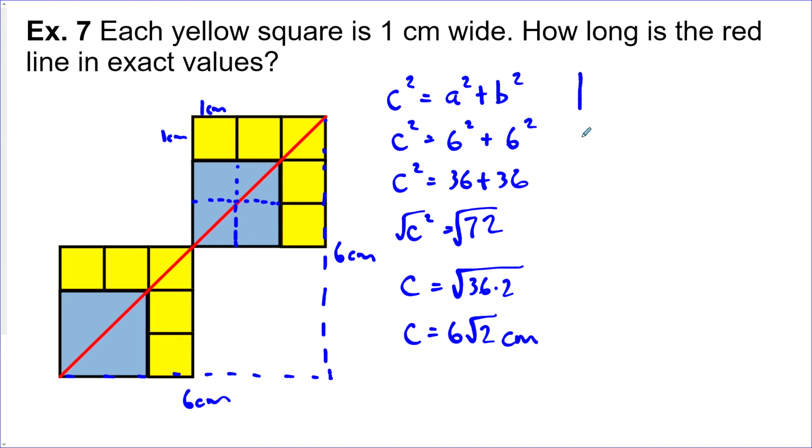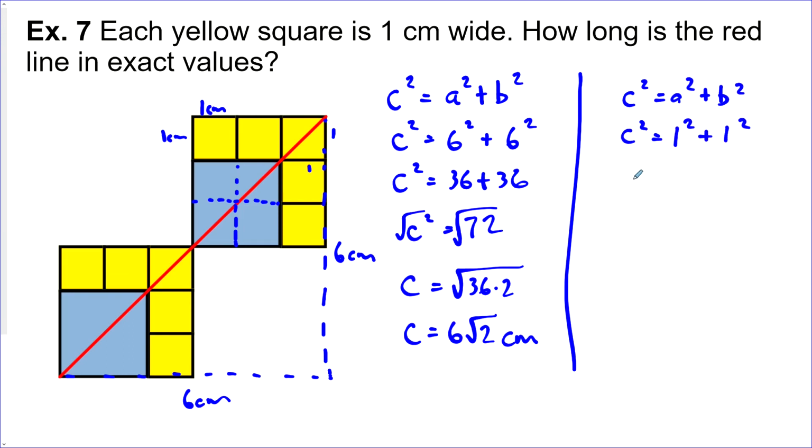Now the other way we could have done this question is by little piece. So if each one of these centimeters are 1 by 1, then we could find that. So this time our c squared equals a squared plus b squared would be just 1 squared plus 1 squared. And our c squared is then equal to 2, and c equals the square root of 2. And then we can just say, well, we've got 1 of them, 2 of them, 3 of them, 4 of them, 5 of them, 6 of them. And so our red line is 6 of these root 2's.